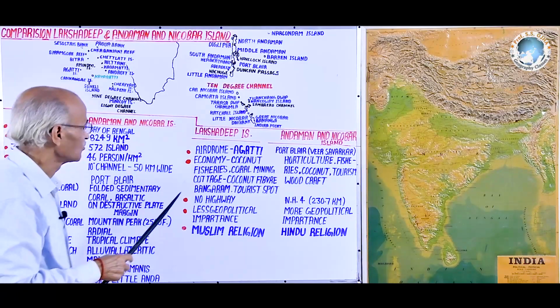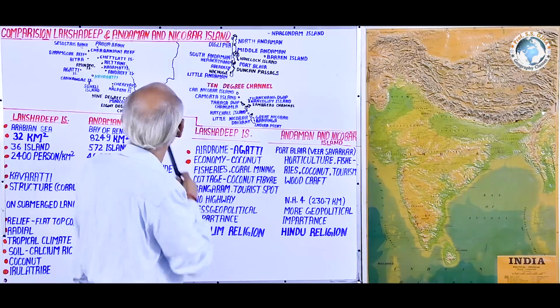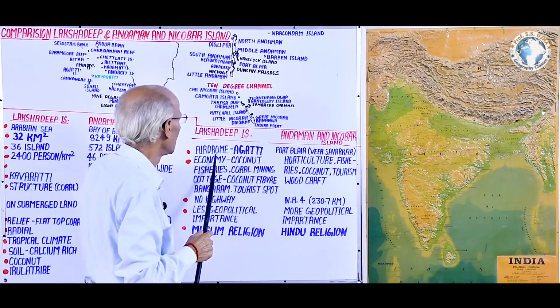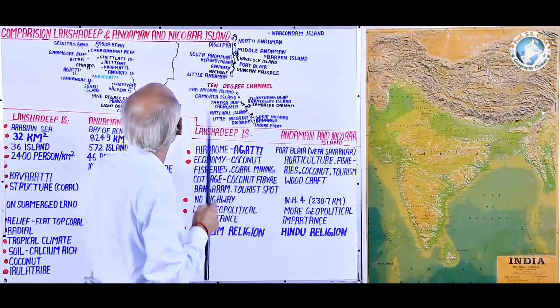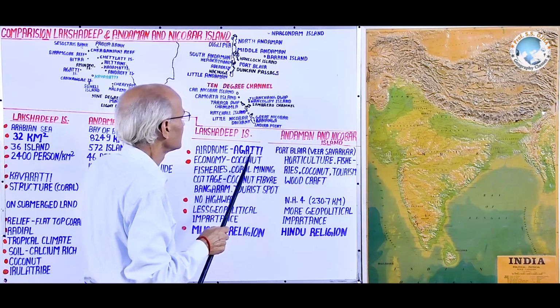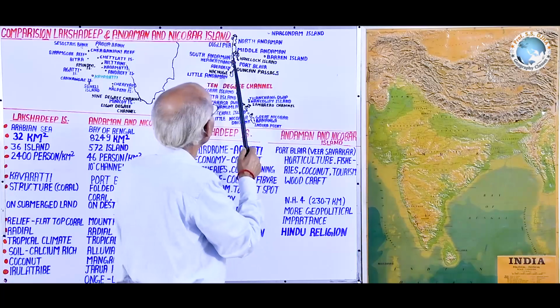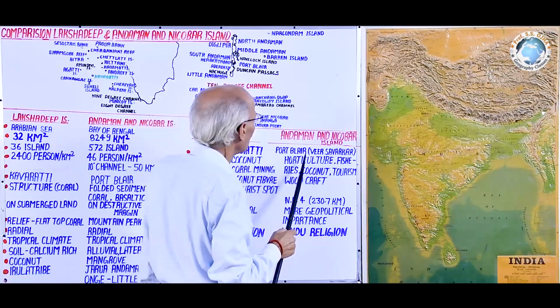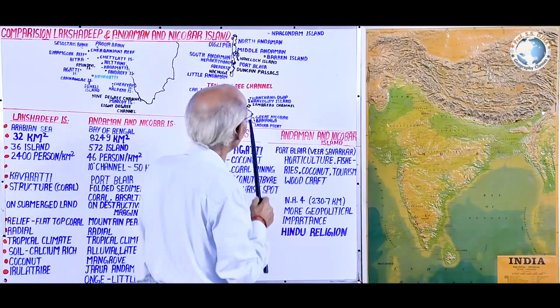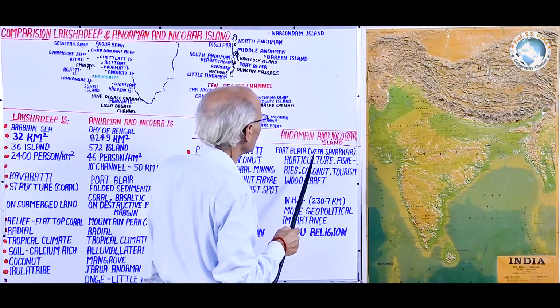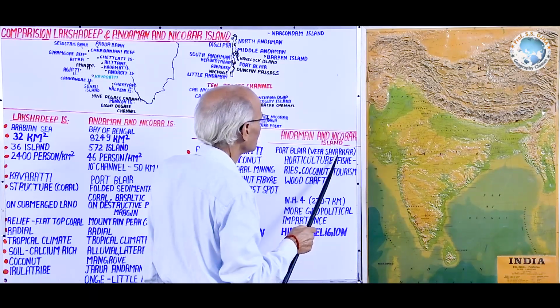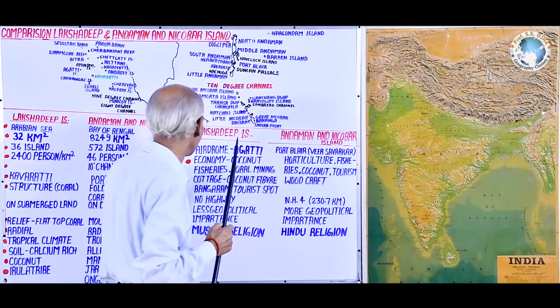Now come to the next point. Here in Lakshadweep, the aerodrome is located at Agatti. Contrary to it, here in the east, in the Andaman and Nicobar, Port Blair is the main port, where the port named Veer Savarkar is located.